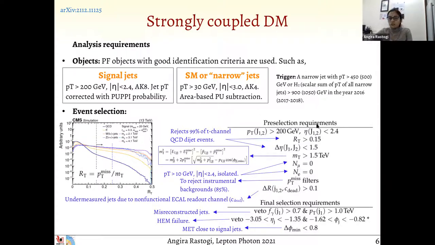There is a long list of pre-selection requirements, which is tabulated here, but I am only going to focus on two of them, which are directly relevant to the result. First is this RT variable, which is the ratio of missing transverse momentum divided by the transverse mass of the dijet system. And this MT is given in this equation. This analysis requires RT to be more than 0.15, which removes a lot of QCD background, almost 99% of the QCD dijet background. Then they also require MT to be more than 1.5 TeV, which allows a high trigger efficiency.